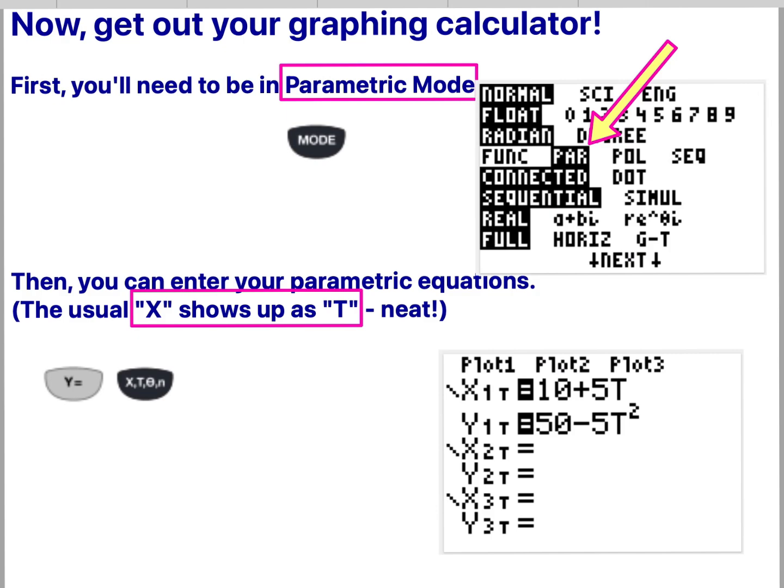The next video you can watch will show you how to get this all entered into your TI-83/84 calculator.